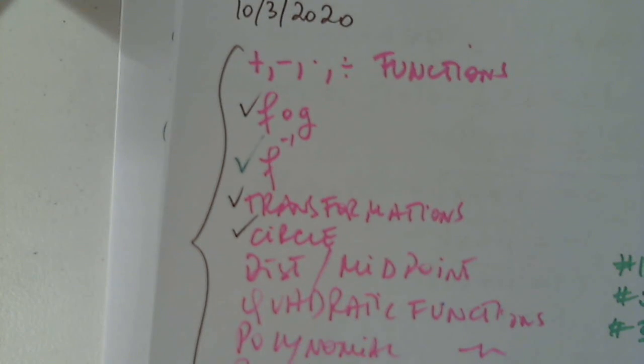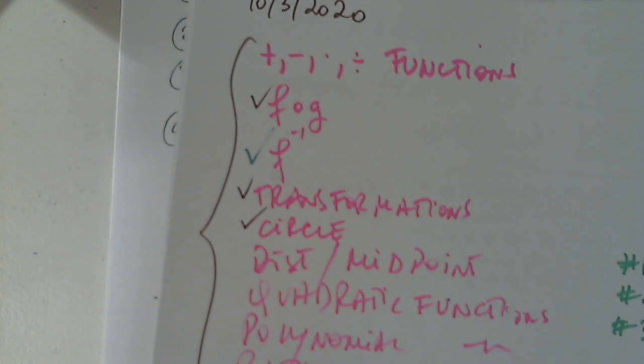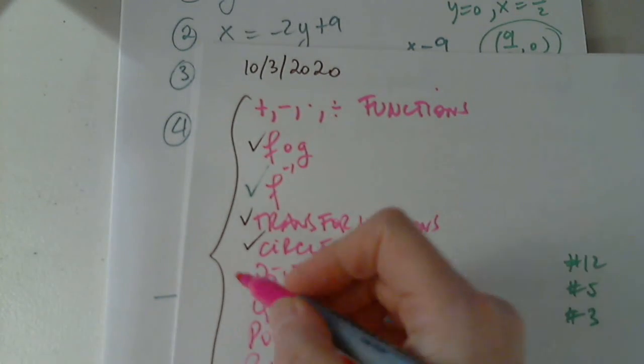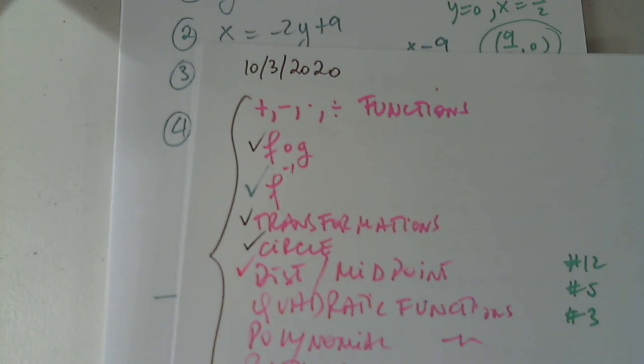Anything else? Let's get the distance and the midpoint out of the way. Can anyone give us two ordered pairs?